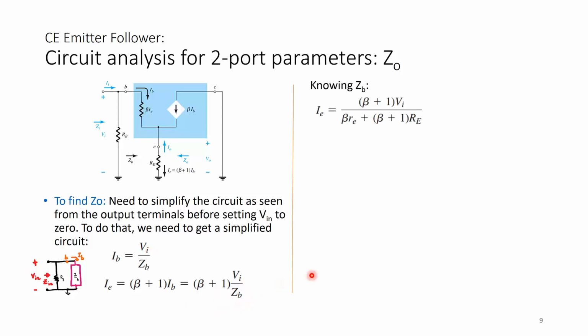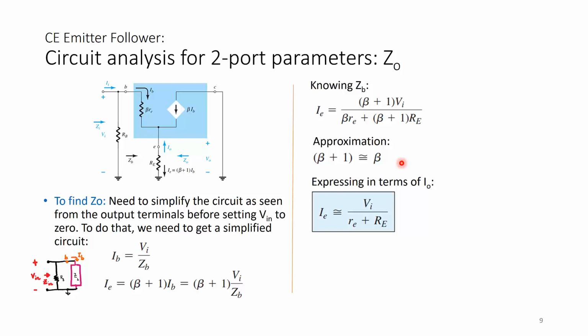If I rewrite this expression by replacing it with the expression for ZB, I get IE equals (beta plus 1) Vin divided by ZB, which we found earlier, before we simplified the expression, was beta re plus (beta plus 1) RE. Because beta plus 1 is approximately equal to beta, since beta is large and the effect of 1 can be ignored, we can cancel beta from the numerator and denominator, and we have IE equals Vin divided by small signal re plus emitter resistor RE.